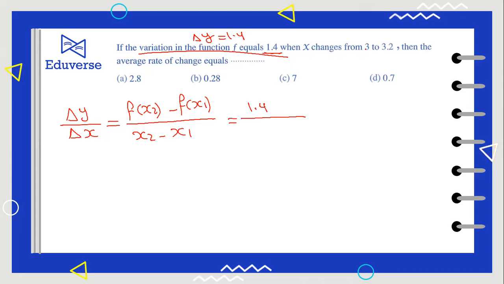Here, x changes from 3 to 3.2. 3 is x1 and 3.2 is x2. Then 3.2 minus 3, it will be what? 1.4 over 3.2 minus 3. It will be 7. Then the average rate of change equals 7.